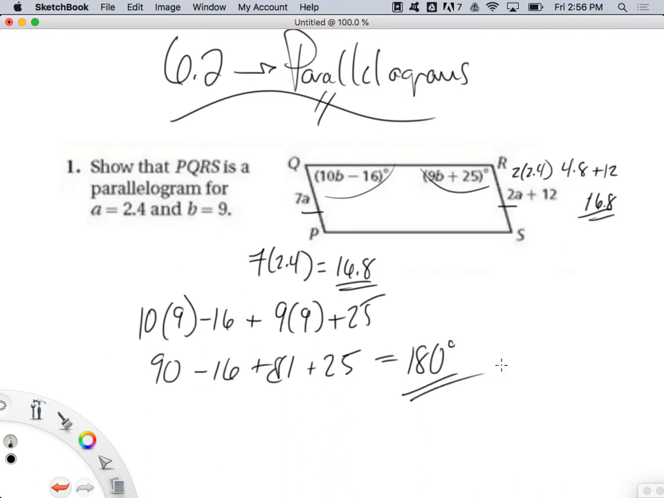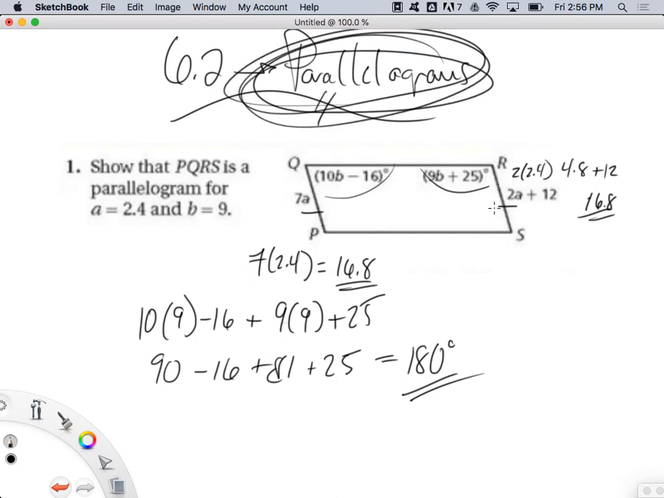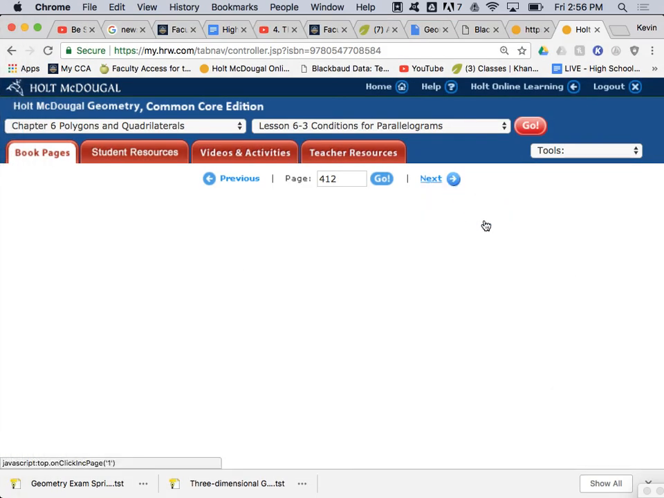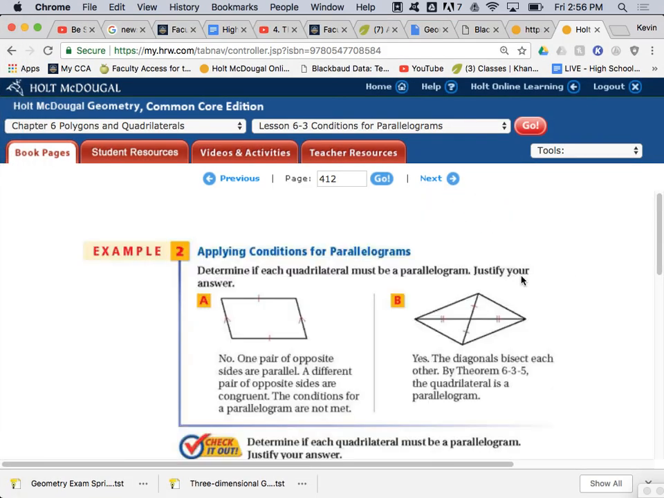What did I prove? That this shape is a parallelogram. I showed this is a parallelogram because consecutive angles are supplementary and opposite sides are congruent. What about opposite angles in a parallelogram? They are congruent. Very good. Opposite angles are congruent. Good. Next. Last example, and then you are done for the day. Let's take a look.